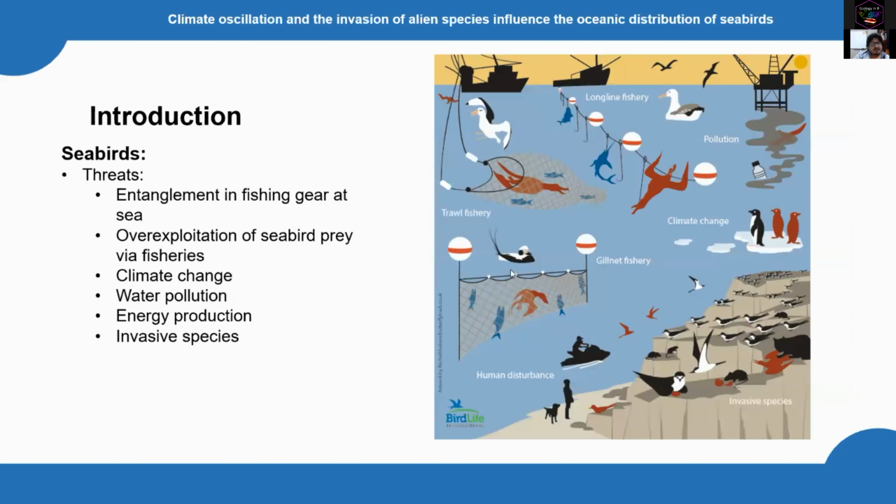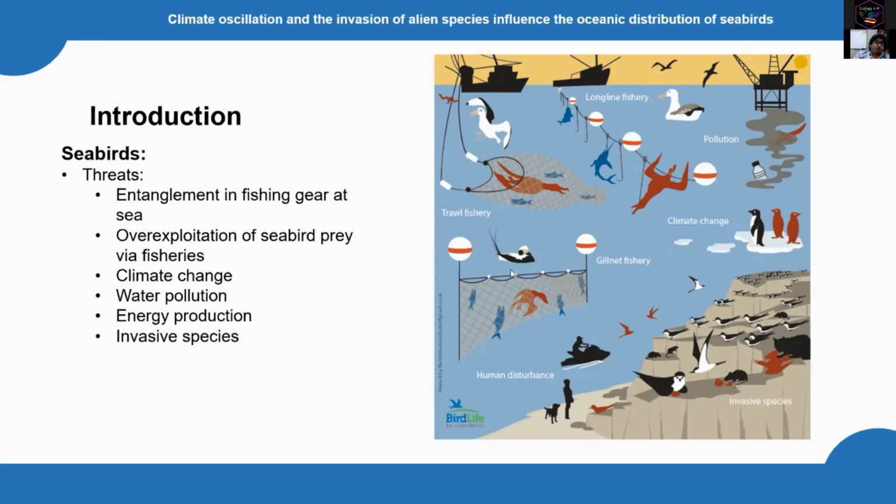However, despite their importance in the worldwide food web, the problem is that seabirds have a lot of threats in general. So this is a list of some of them. I think those are the most important. Basically, they have a lot of problems: entanglement in fishing gear at sea. Also, there's some overexploitation of seabird prey via fisheries. As mentioned earlier, it goes entirely in competition with fisheries. So when fisheries predate on some resources, seabirds also suffer a decimation of their prey.